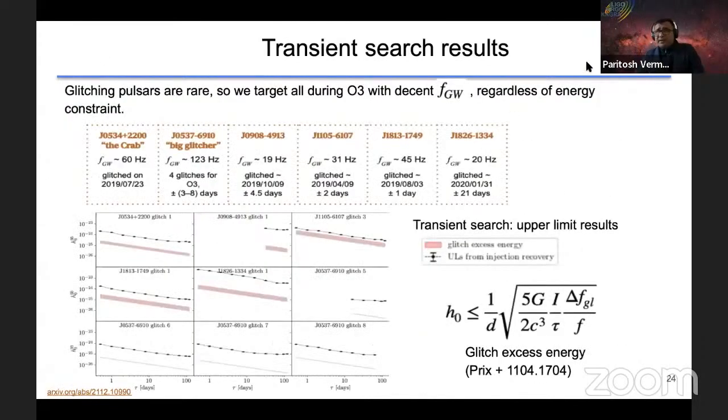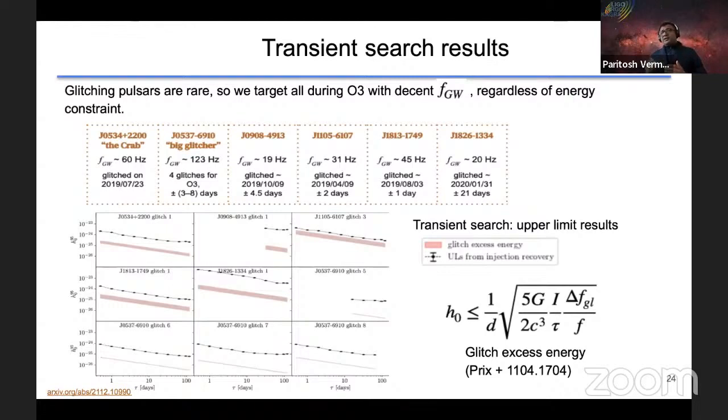Okay, and here we present the result for the transient search for these pulsars. And H0 at the bottom gives the equation for the amplitude. Here D is the distance between the pulsar and Earth, G is the gravitational constant, C is the speed of light, I is the moment of inertia, tau is the duration of the signal, delta F_GL is the frequency rise, and F is the initial frequency.